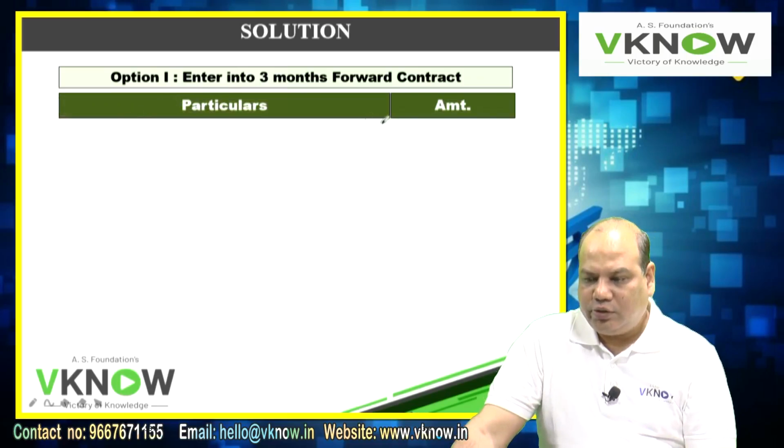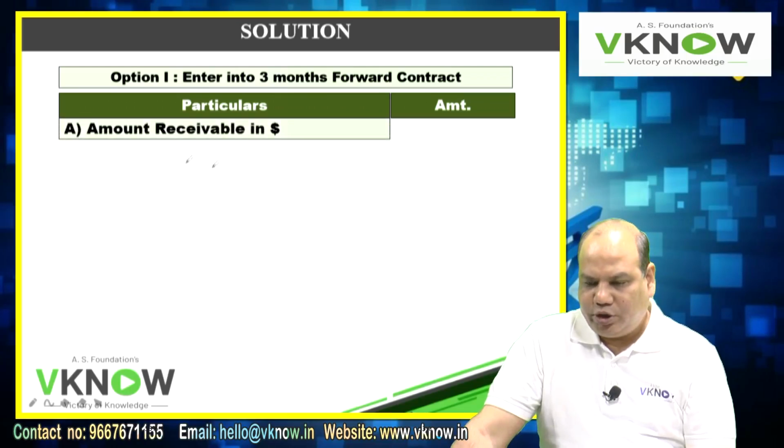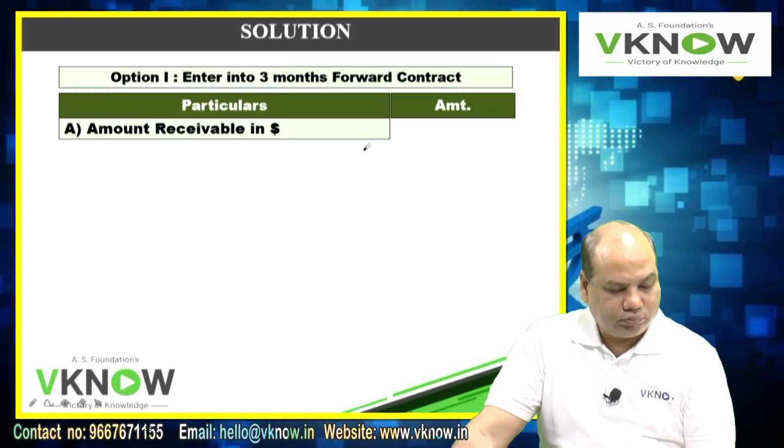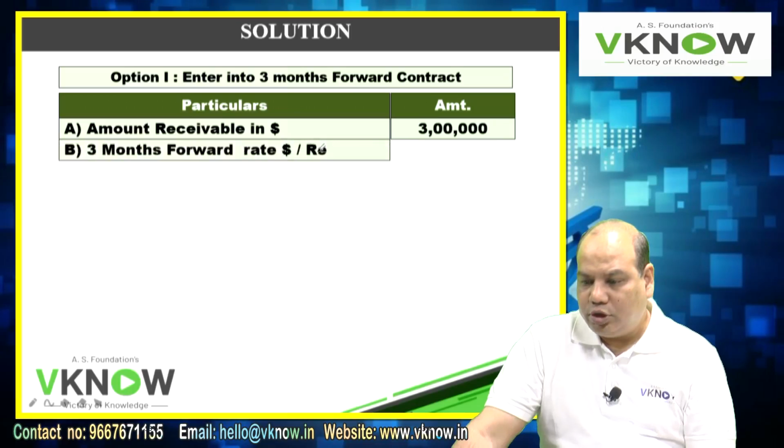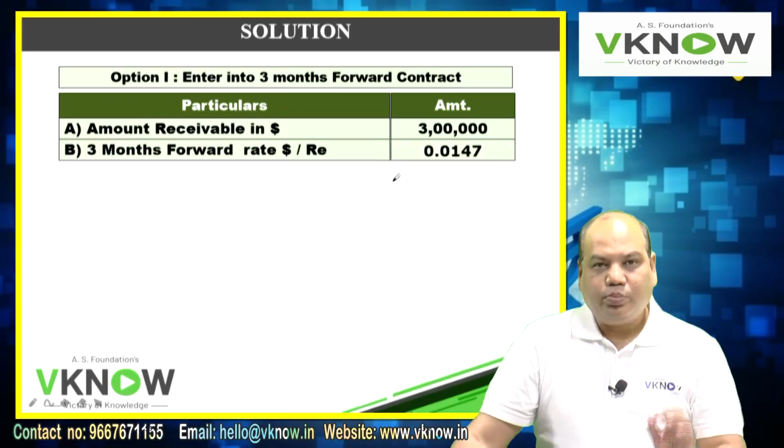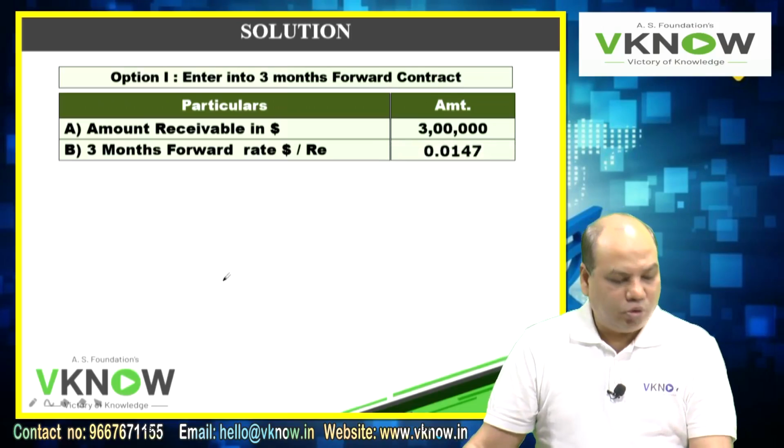Serial number, particulars, rupees. Point A, amount receivable in dollar: $3 lakh. 3-month forward rate, dollar per rupee: 0.0147. Look at the question.